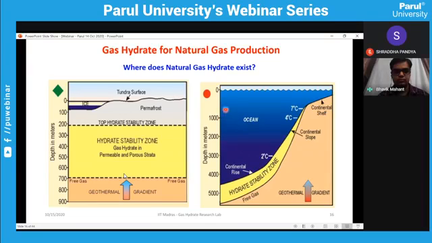Basically oil and all others are at less than 1,500 or 1,000 meters only. So it is beneath the earth, but the large amount of gas hydrate is in the marine environment only, not in the permafrost environment. So we have to go for that.